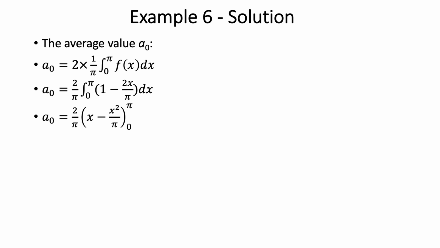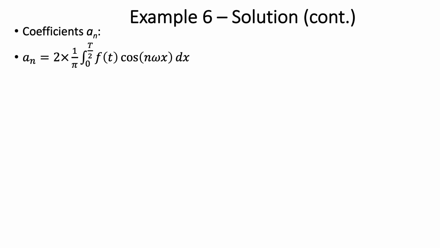Notice that since we use the interval between 0 to pi, therefore the equation has to be multiplied by 2. Continue with the integration. We have A0 equal 2 over pi times x minus x squared over n for 0 to pi. Finally, we have A0 for this signal equal 0.